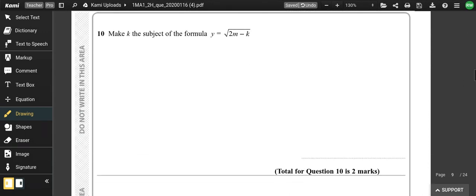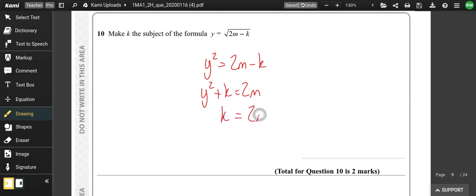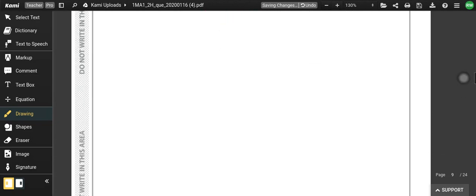Make k the subject. Okay, it's under the square root at the moment, so let's square both sides. 2m minus k. Add k to both sides. And then subtract y squared. Like that, for 2 marks, not too bad.